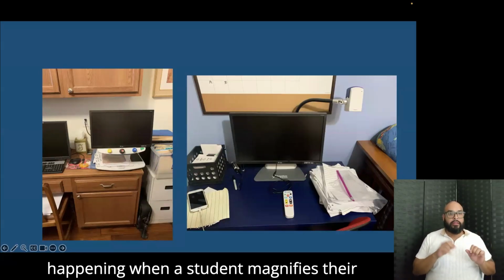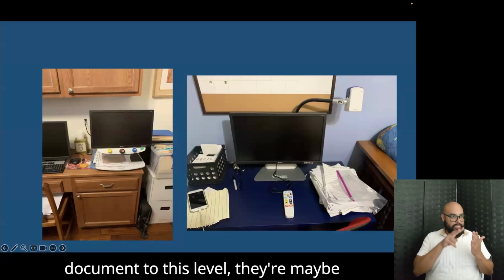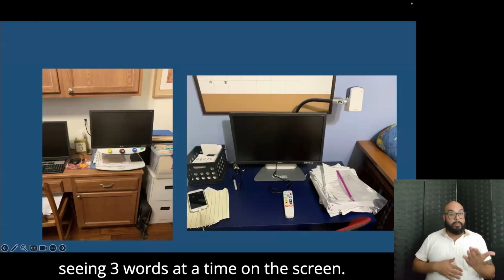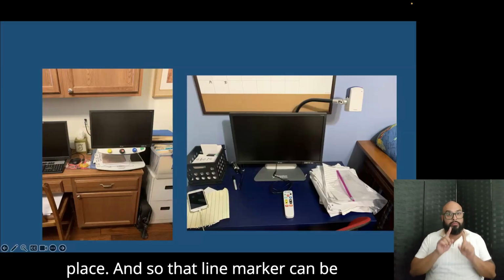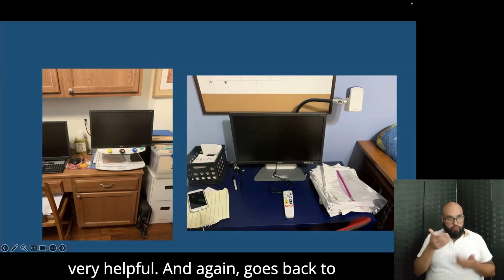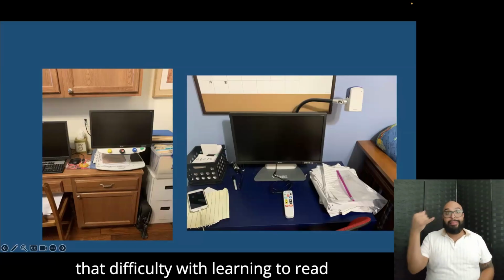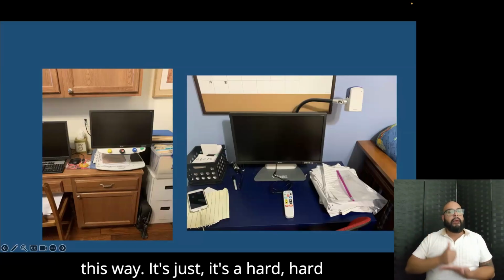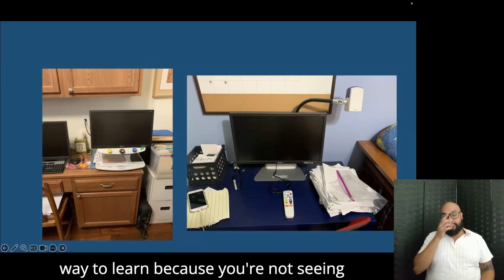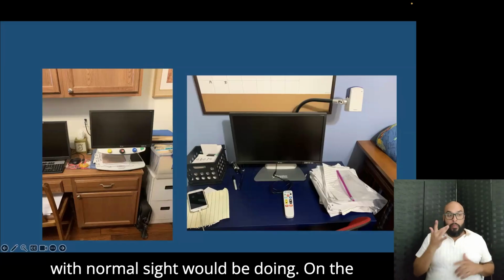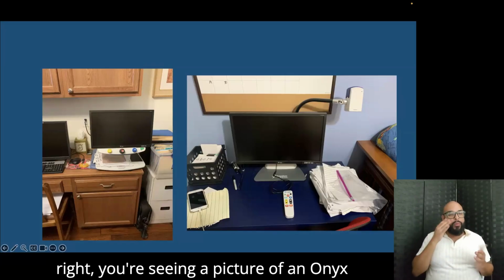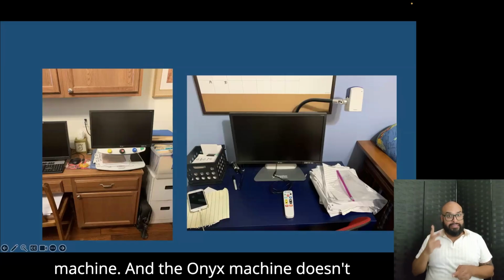Because what's happening when a student magnifies their document to this level, they're maybe seeing 3 words at a time on the screen. So it's very easy to lose their place. And so that line marker can be very helpful. And again, that goes back to that difficulty with learning to read this way. It's a hard way to learn because you're not seeing the whole picture at once as students with normal sight would be doing.